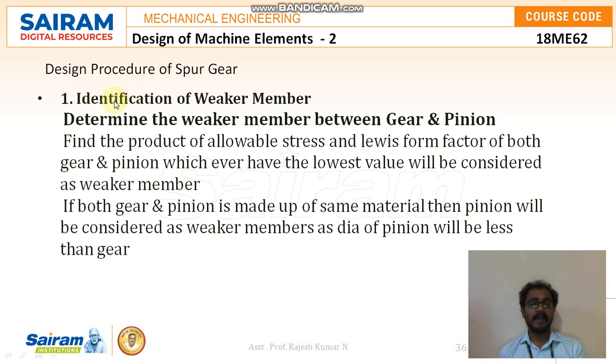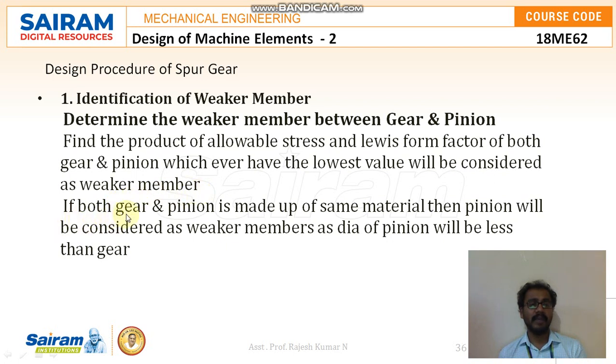The first step in the design procedure is identification of the weaker member. As we know, we will be having two gears, so we will identify the weaker member among them, and we will name them gear and pinion. For that we will find the product of allowable stress and the Lewis form factor of both the gear and pinion. Whichever has the lowest value will be considered the weaker member.